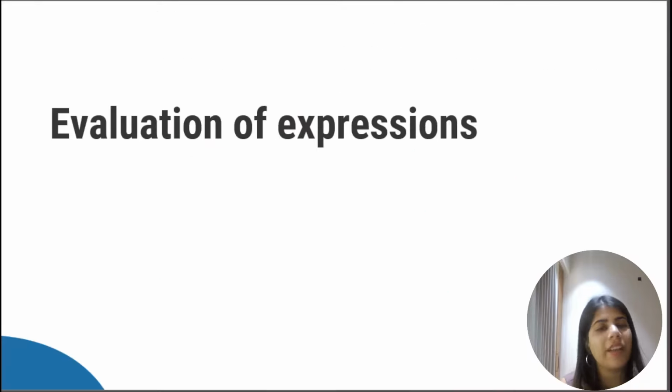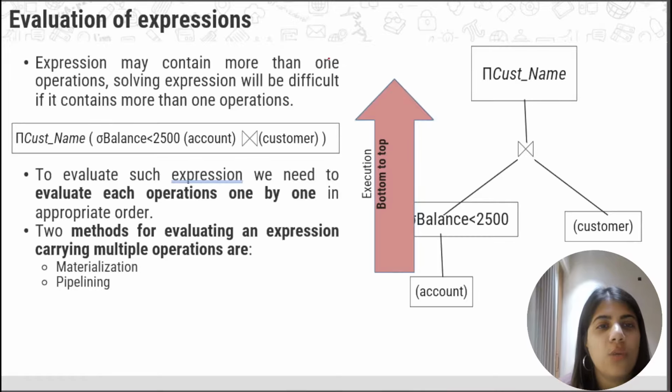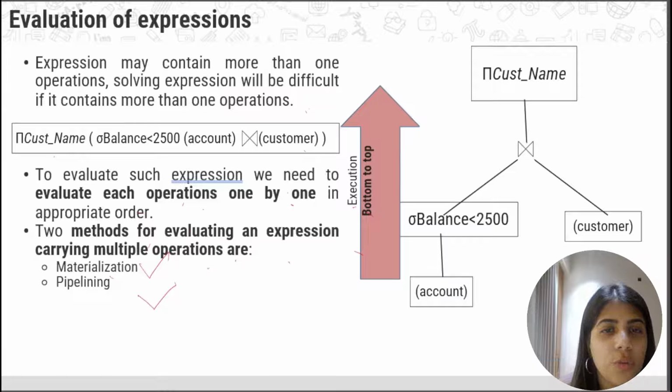Now, evaluation of expressions. An expression may contain more than one operation. Solving an expression will be difficult if it contains more than one operation. So if you see this expression, here we have 3 types of different operations. To evaluate such an expression, we need to evaluate each operation one by one in appropriate order. Two methods for evaluating an expression carrying multiple operations are materialization and pipelining. In this, a bottom to top approach is used. First we have solved this, then this condition, and this project operator last.